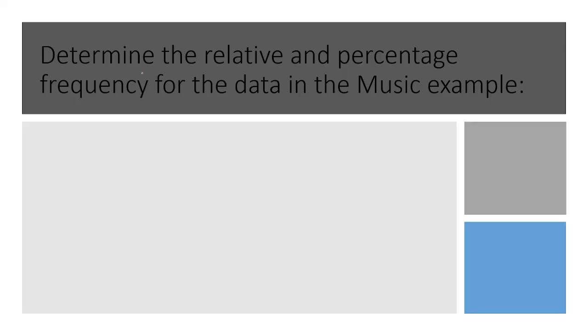So we'll look here: determine the relative and percentage frequency for the data in the music example. That's what we're going to do, and we're going to use our formula, which is not on the sheet for some reason. I'm going to try to type it. I'm not the best at typing. Let's write sigma here, sigma and F, frequency. I'll just borrow this one right here.